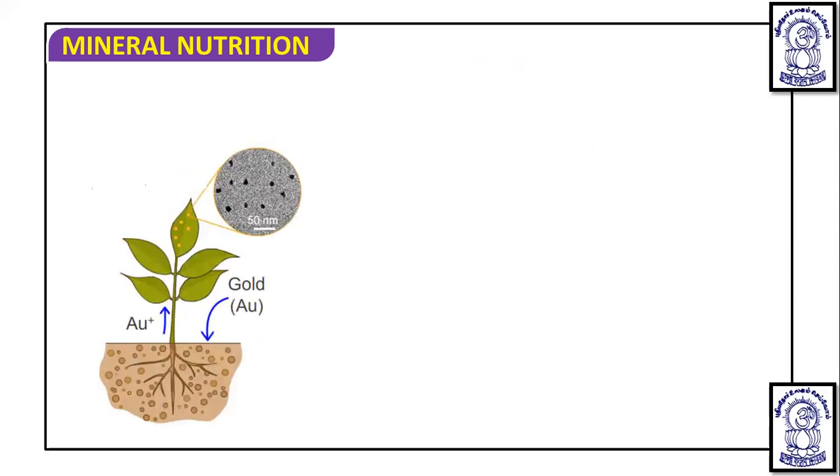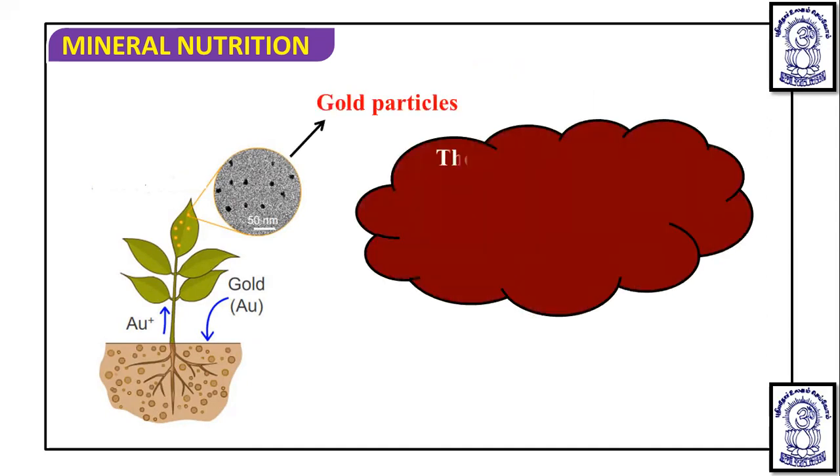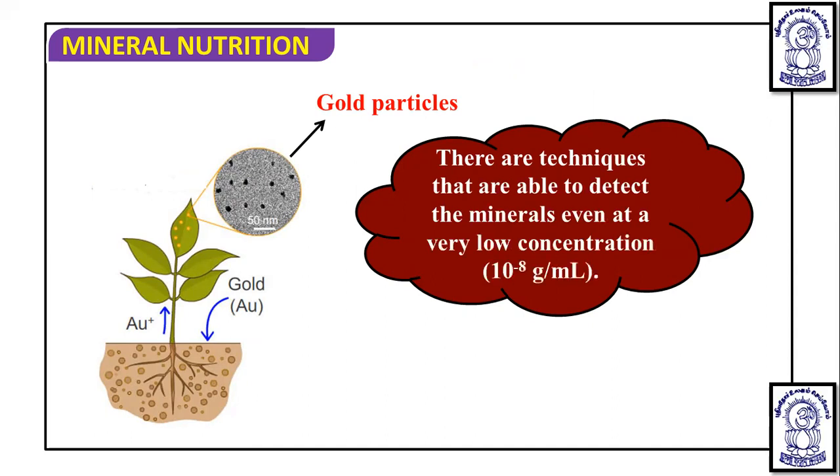Apart from this, gold is an important one stored by the higher plants. They have gold particles, and there are available techniques that are able to detect the mineral even at a very low concentration, that is 10 to the minus 8 gram per ml. They can detect this very low concentration.